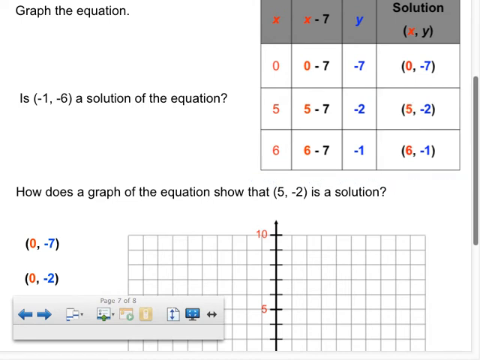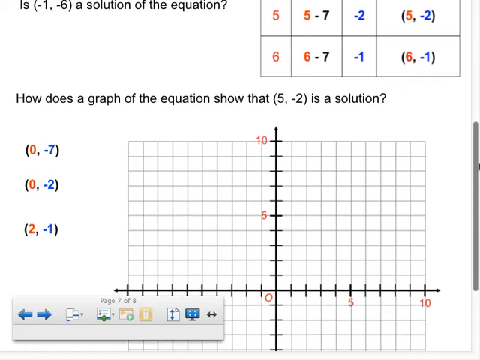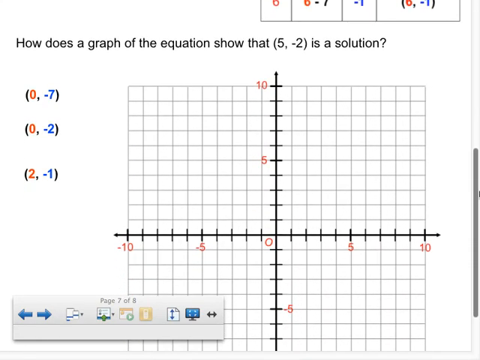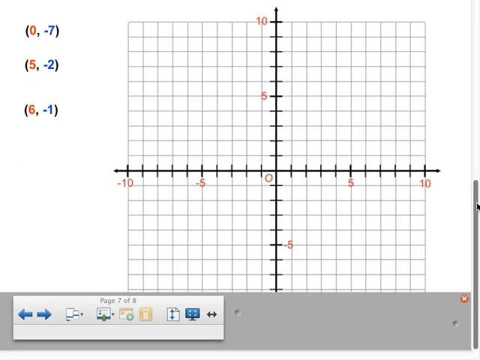Okay. Now let me go and graph this. And that should be a 5 and a 6. Okay. So we already said it's going to cross through 0, negative 7. Here's my first coordinate. Okay. At 5, I have negative 2. That's my other one. And then at 6, I'm at negative 1. So if I draw my line, it's going to look something like that.